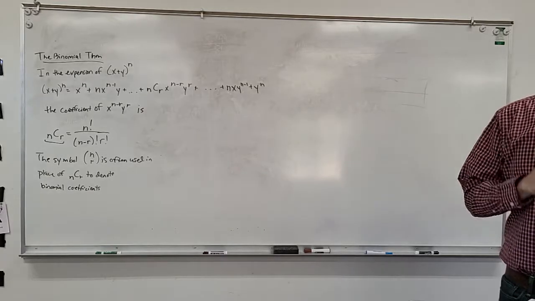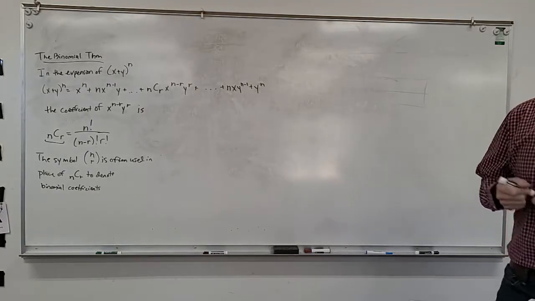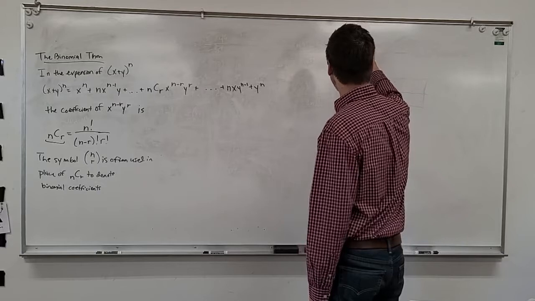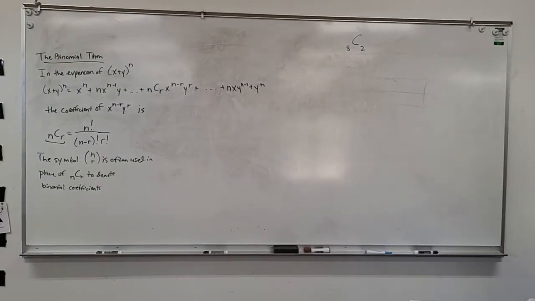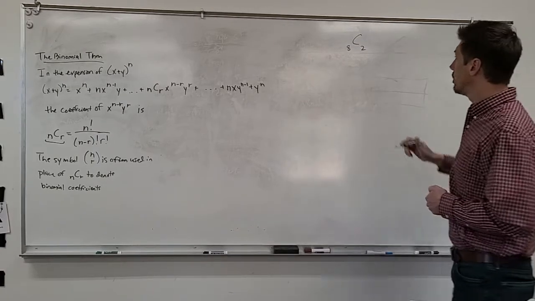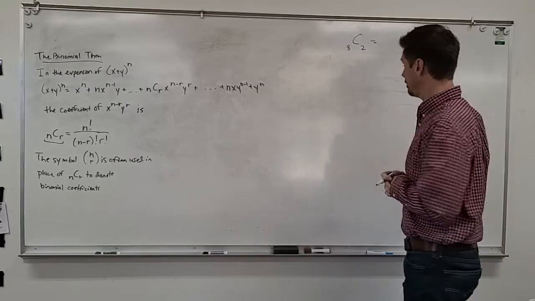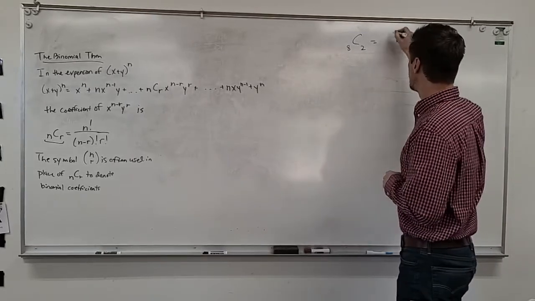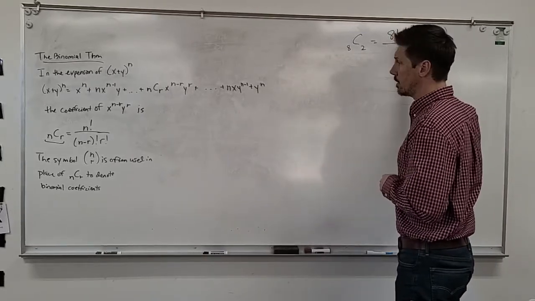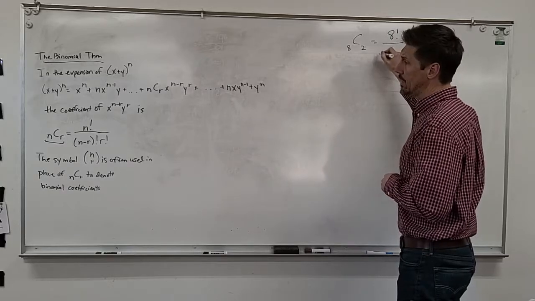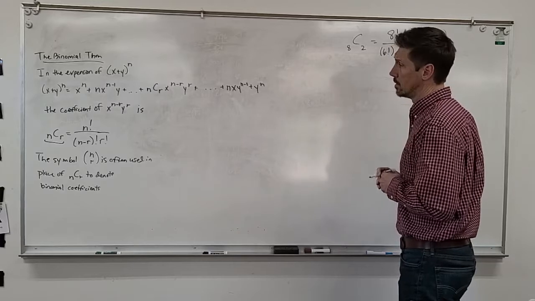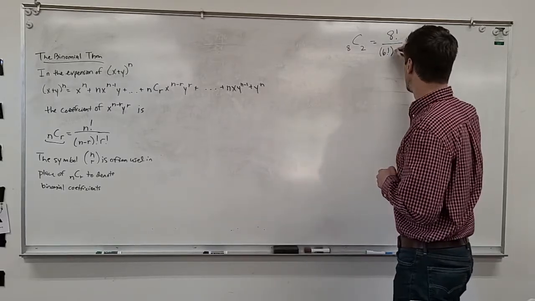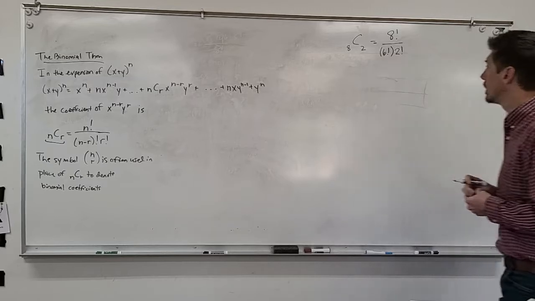All right, so let's do example 1. Do a couple of those. 8C2. If we're asked to find this binomial coefficient, what would we do based on our formula over there? This is 8 factorial over n minus r, 8 minus 2 is 6 factorial, times r factorial, which is 2 factorial.